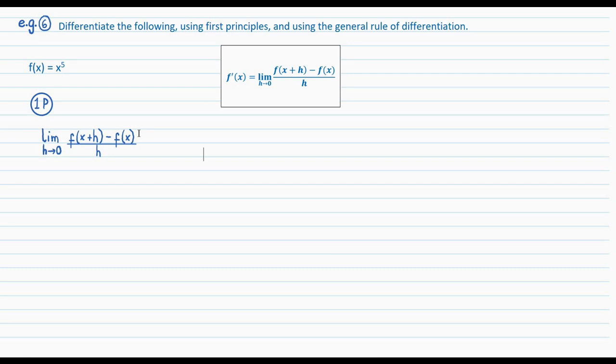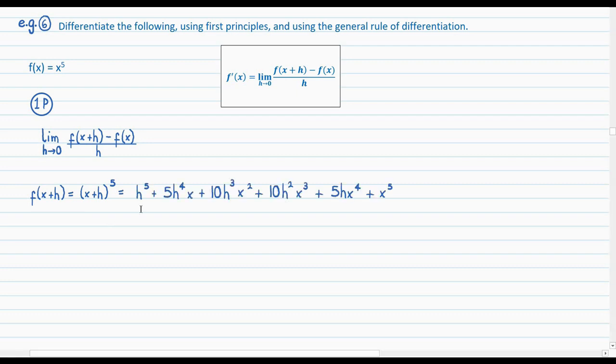First, let's determine f of x plus h, which would be (x plus h) to the power of 5. That's going to be a pretty long multiplication, so I'll just do it by myself and give you the answer. If you want to, you can do the multiplication by yourself, but whatever the case, you get h to the power of 5 plus 5h to the power of 4 times x plus 10h cubed times x squared plus 10h squared times x cubed plus 5h times x to the power of 4 plus x to the power of 5. Then sub it back into this equation.